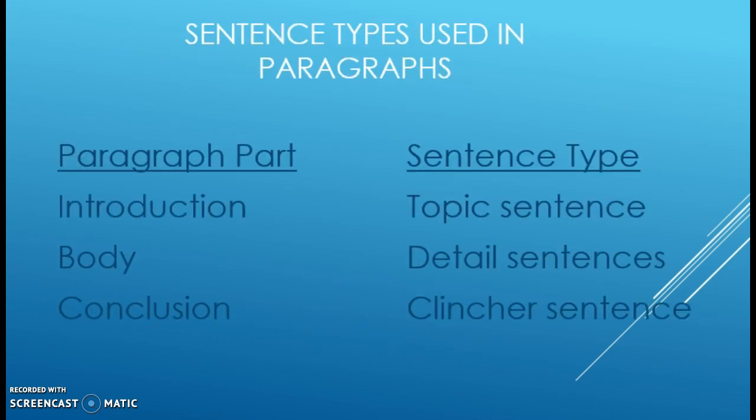Next we're going to talk about different types of sentences that we use. If you look here on the left side, you have your introduction, and your introduction is going to be your topic sentence. Your body is going to be your detail sentences, and those are usually more than one, whereas your topic sentence, there's just one. Your detail sentences, there would be at least 3 to 6 that you would want. And then your conclusion is going to be called your clincher sentence. We'll be talking about the detail sentences and the clincher sentence later.